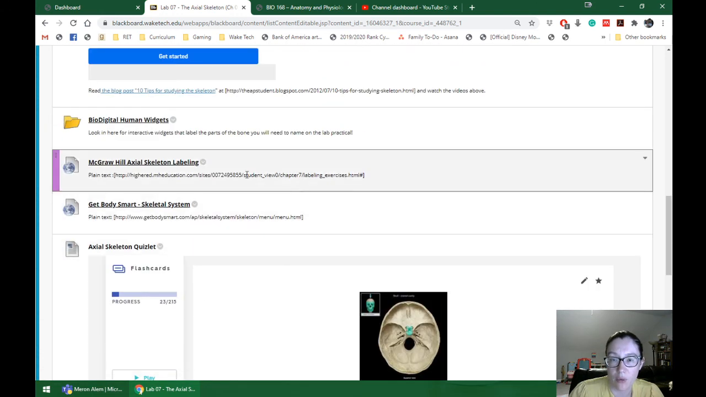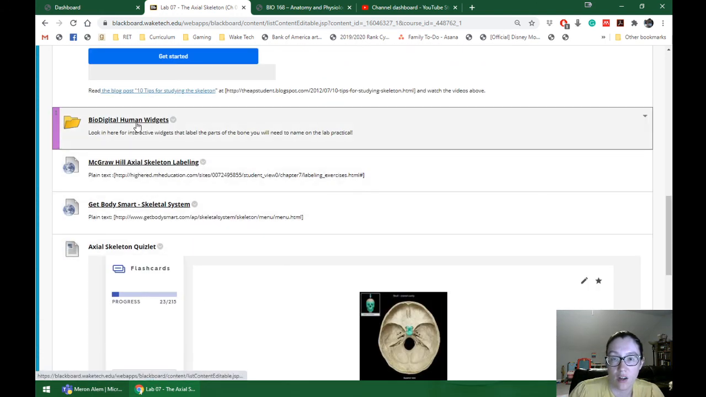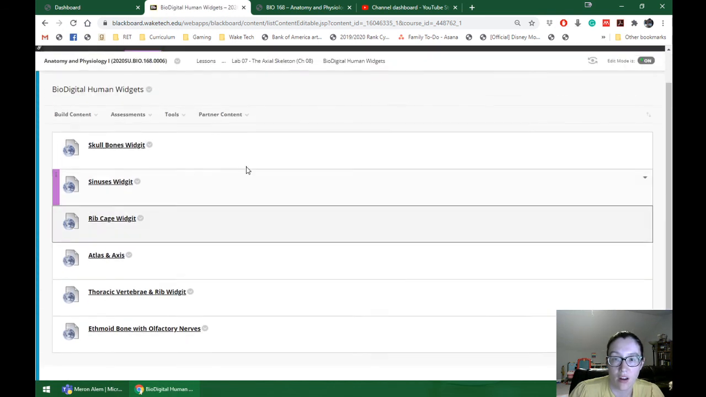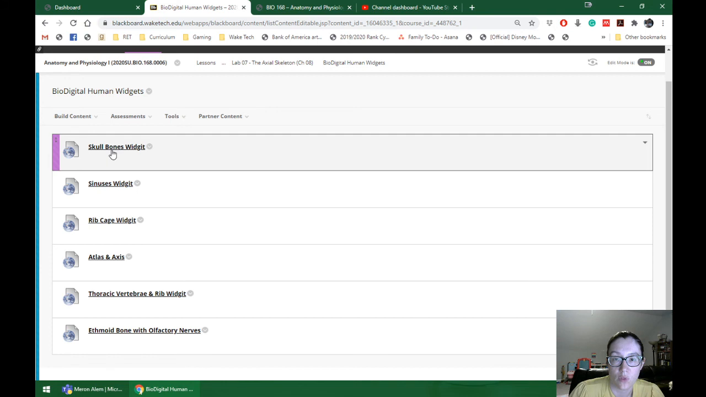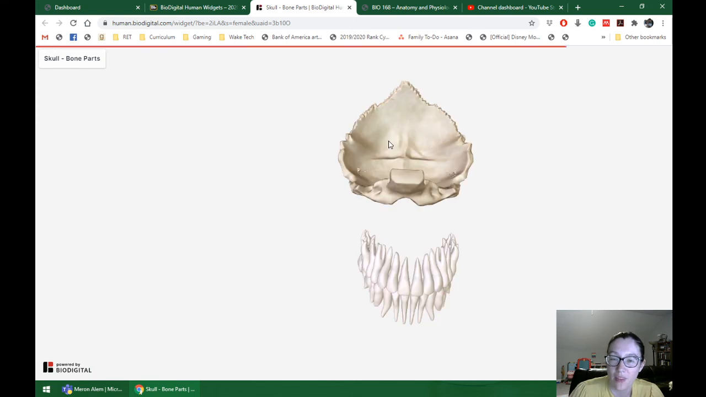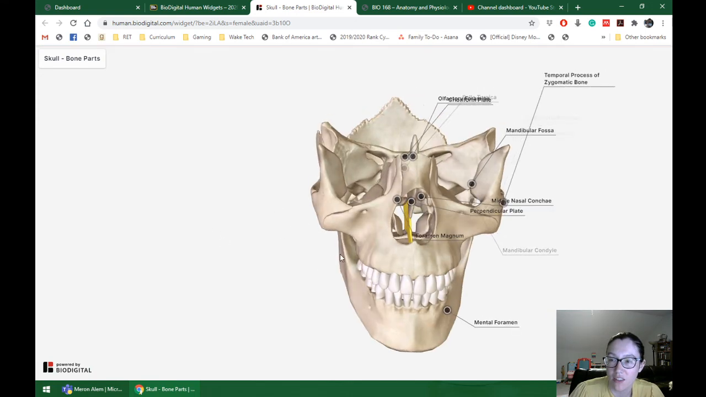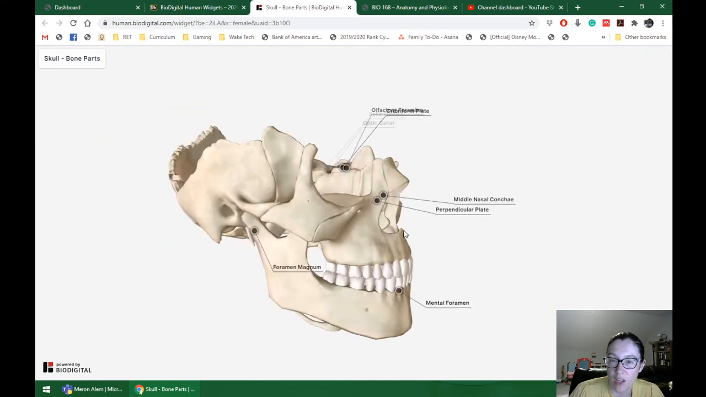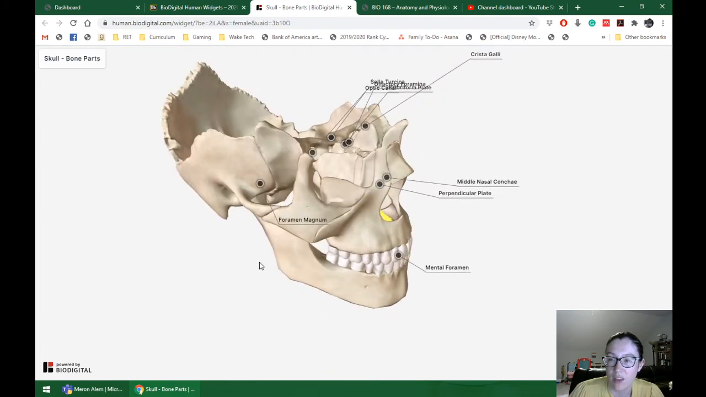Other things that we've got are these BioDigital Human widgets, which are pretty cool. They are going to be sort of 3D. You can look at them on your computer. It's close-ish to having the model in front of you. But you can see here different areas of the skull. You can move it around. You can look at it.